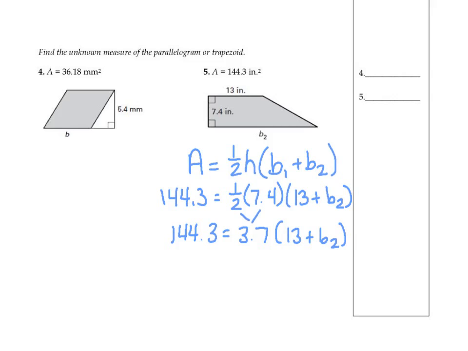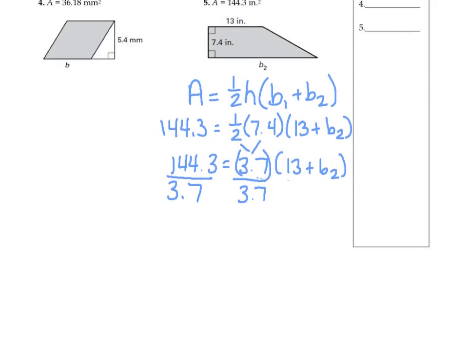And at this point I can do one of two things. I can either distribute that 3.7, or if I think about this for a minute, I can think, okay, I know that that 3.7 is being multiplied by 13 plus B2. So since those are the only two things on that side of the equal sign, that I just have two quantities that are being multiplied, I could divide both sides of the equation by that number. It's going to actually save me a couple steps and make my life a little easier. If you wanted to distribute and solve the equation that way, you would be equally correct and get the same answer.